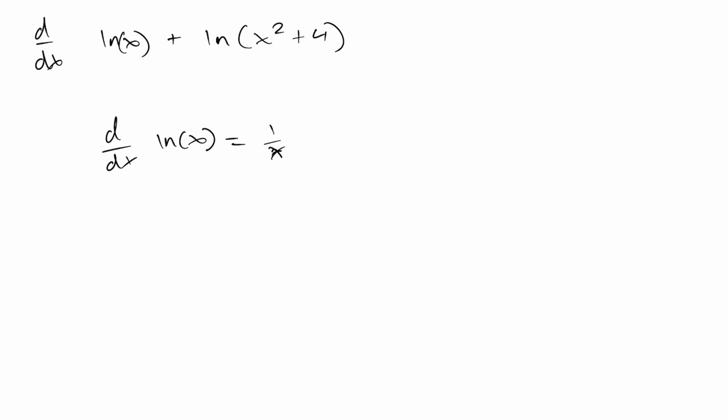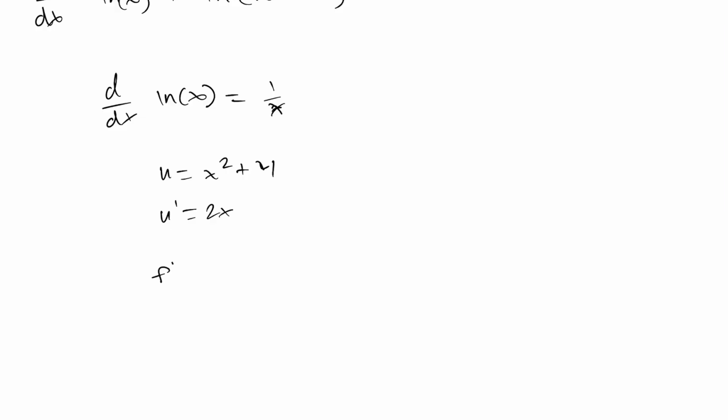And then for the second term, the inside we have u is equal to x squared plus 4. And then if we bring the 2 in front of the x, u prime is going to be equal to 2x, and the 4 is going to be equal to 0. So then now we can simply apply the rule. So f prime of x, or the derivative, is going to be equal to 1 over x plus 2x all over x squared plus 4.